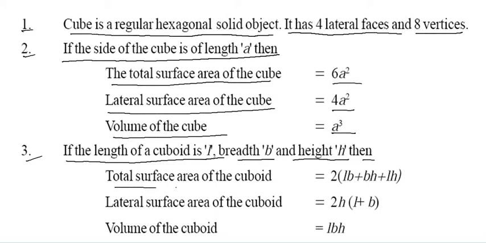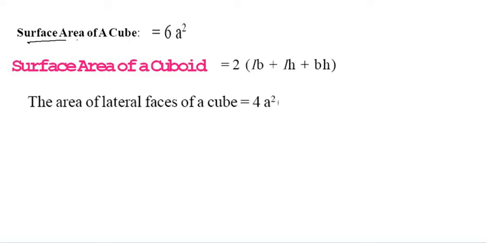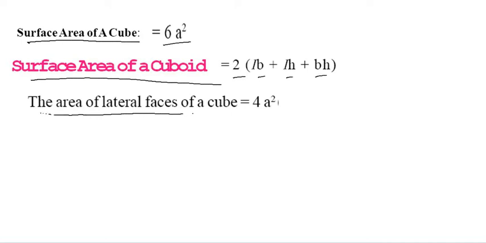Now third one, if the length of cuboid is L, breadth is B and height is H, then the total surface area of the cuboid is 2(LB plus BH plus HL). Now lateral surface area of the cuboid is 2H into (L plus B), and the volume of the cuboid is L into B into H. Now come to the next. Surface area of the cube is 6A square and surface area of the cuboid is 2(LB, BH and HL). And the area of the lateral faces of cube is 4A square.